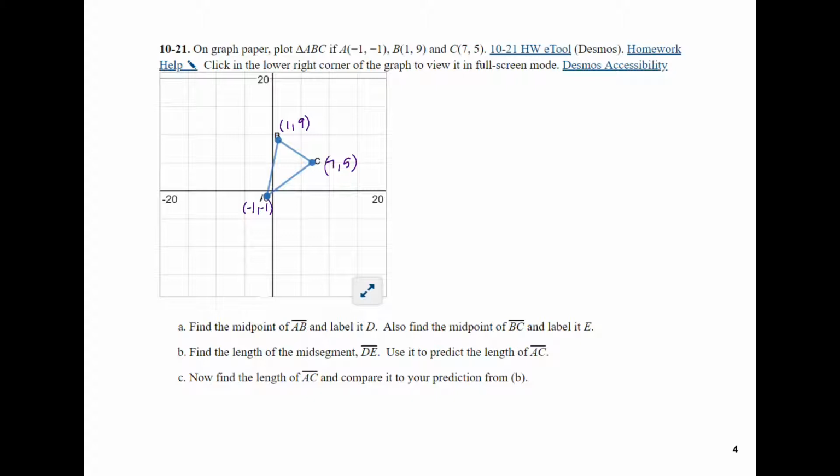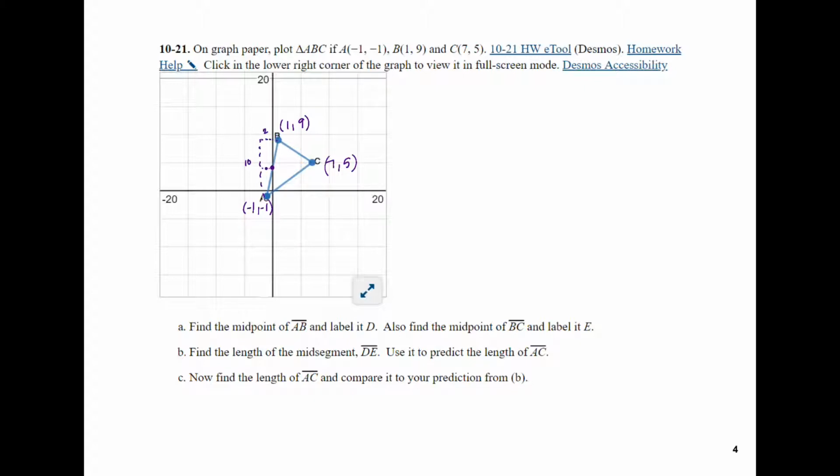10-21: On graph paper, plot triangle ABC, if A is at -1, -1, B is at 1, 9, and C is at 7, 5. Then it says find the midpoint of AB. Looking at these ordered pairs, if you draw a slope triangle, you can tell that this rises 10 units and runs 2 units. So the midpoint would be halfway in between that, which would be rising 5 units and running 1 unit.